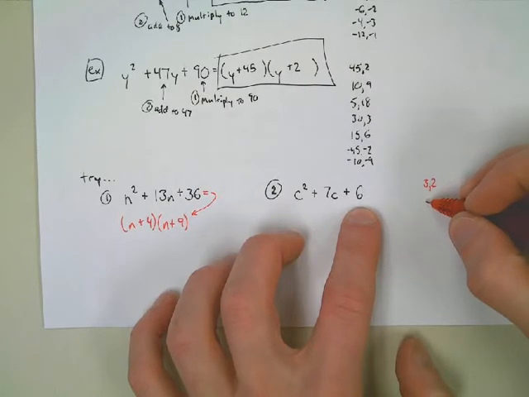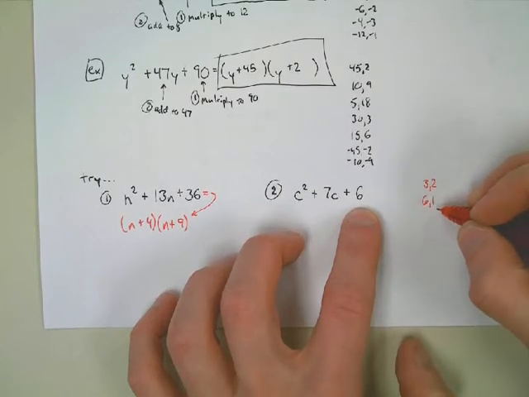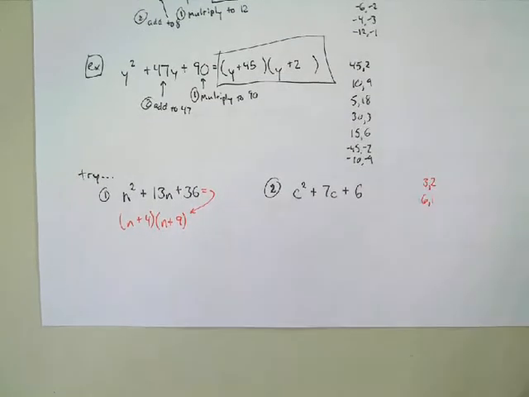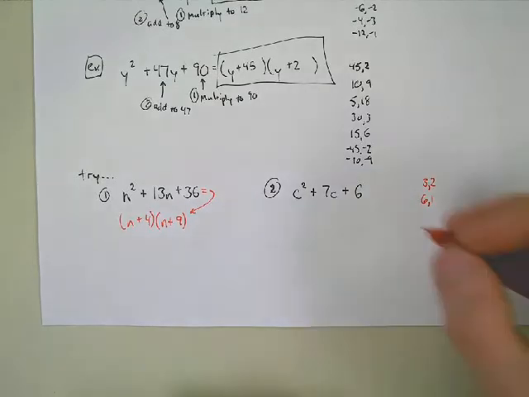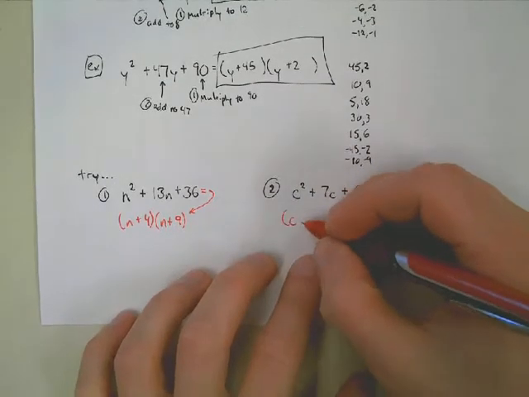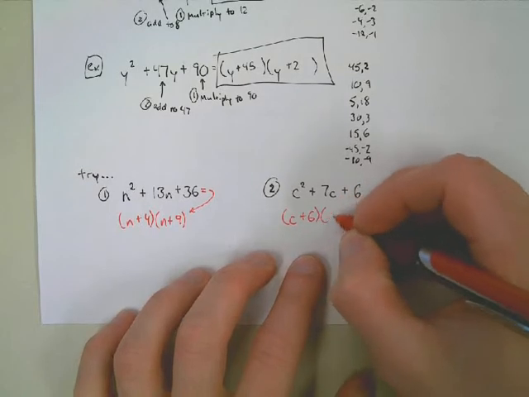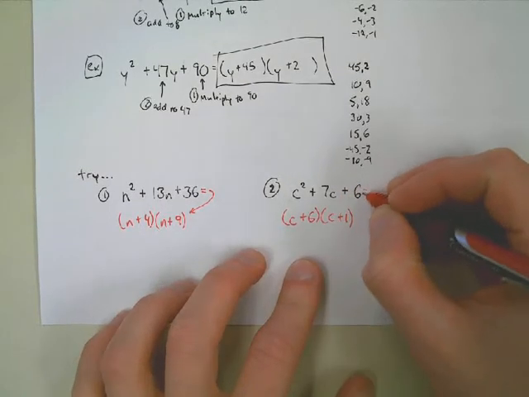Don't miss the obvious one. 6. Yeah, 1 and 6. And sure enough, they add together to make that 7. That's why I put that one up here, Garrett. With students, I'm not really sure why, but there's a tendency to use the smaller numbers that multiply to make it, but don't forget the easy one. Sometimes the obvious one is the right one. So in this case, it's C plus 6, C plus 1. That's equal to that. All right? Questions on any of that?